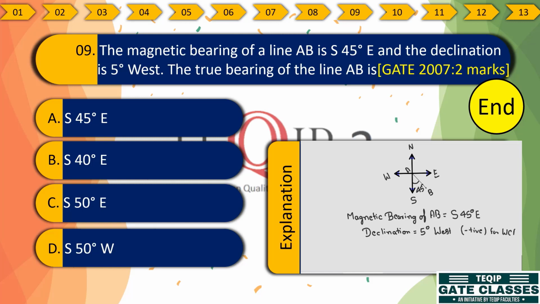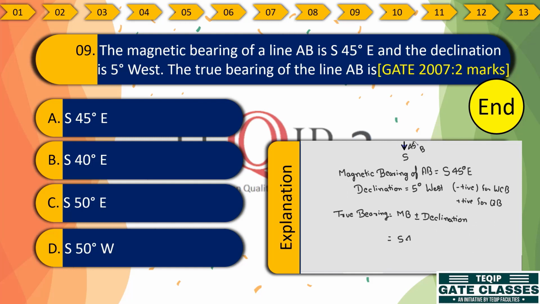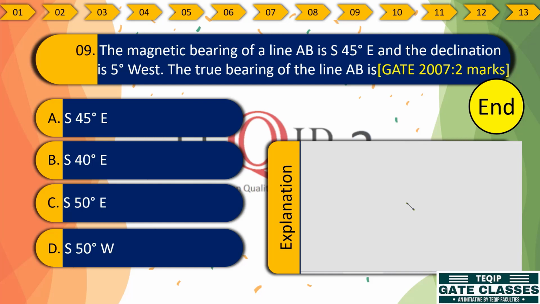If it is magnetic bearing in WCB, the whole circle bearing, then we subtract this declination. But in the QB system, this is additive. So the true bearing is equal to magnetic bearing plus declination, that is south 45 degree east plus 5 degree, addition due to the QB system, that is quadrantal bearing system. So our answer is south 50 degree east. Okay, check the answer. Yeah, that's correct, south 50 degree east.